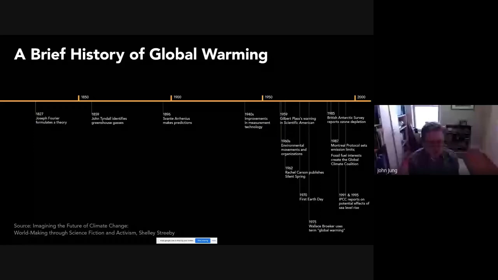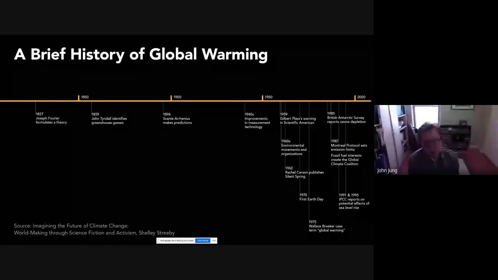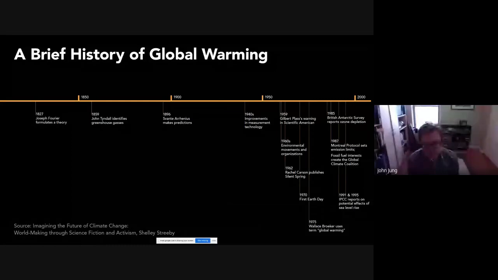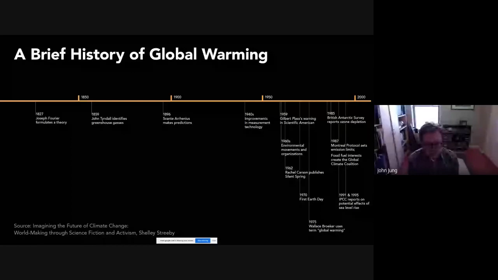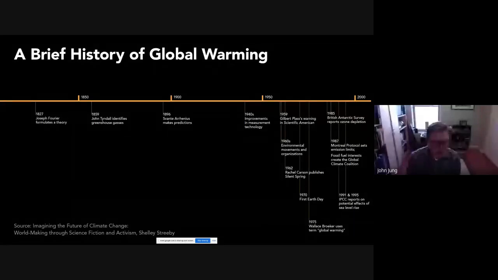However, because one of the books that we read in our reading group was Imagining the Future of Climate Change by Shelley Strebe, I appreciated the way that she laid out a history of global warming. And because that was a book that we covered in our group, I'm going to use an abbreviated version of her timeline here. One of the things that I like about this timeline is that this is obviously coming from the perspective of someone who's an activist.